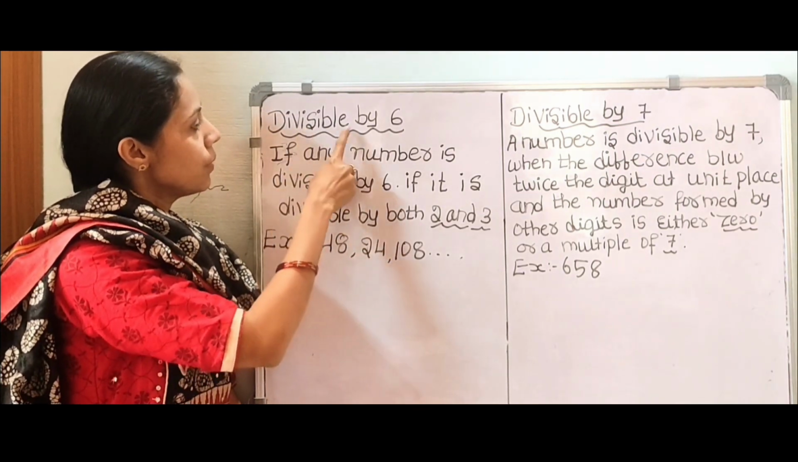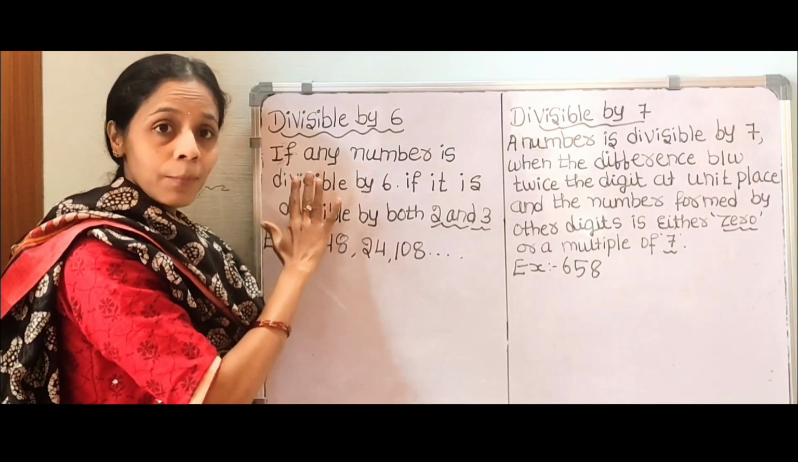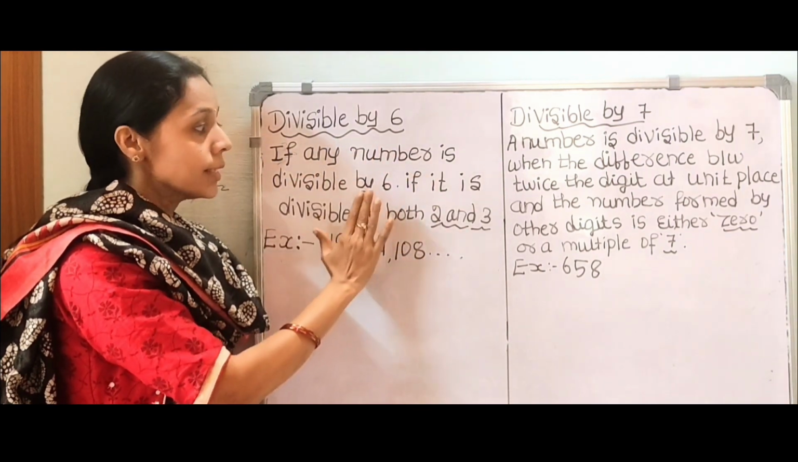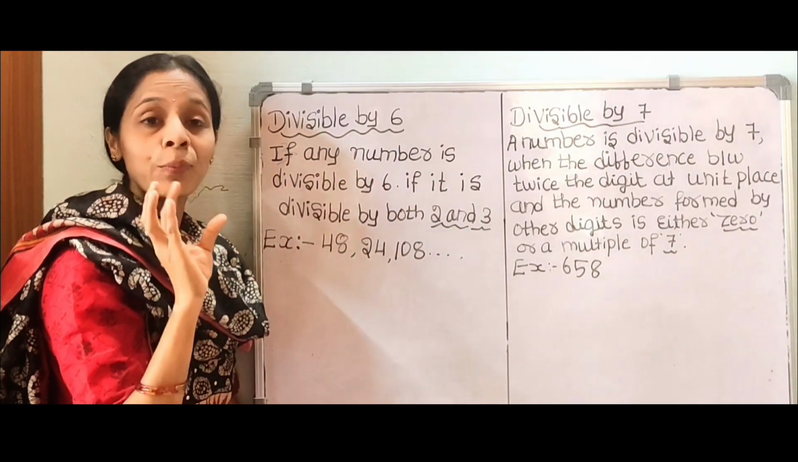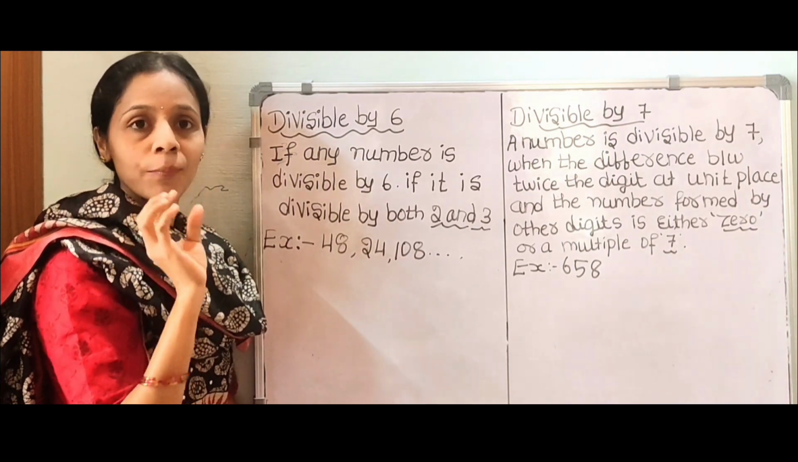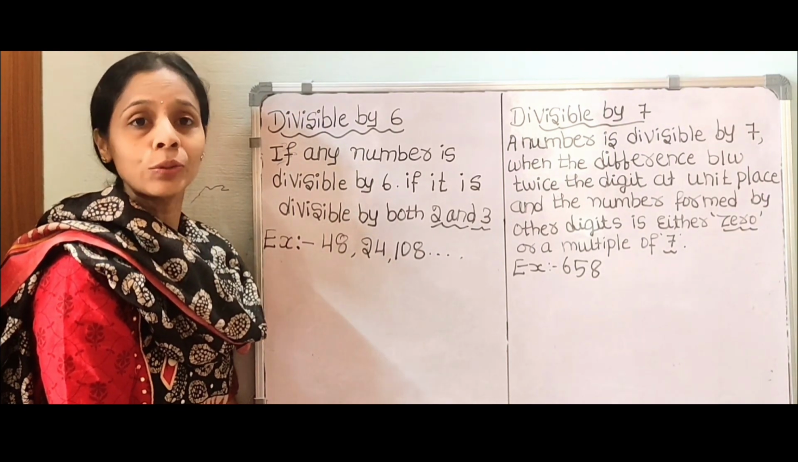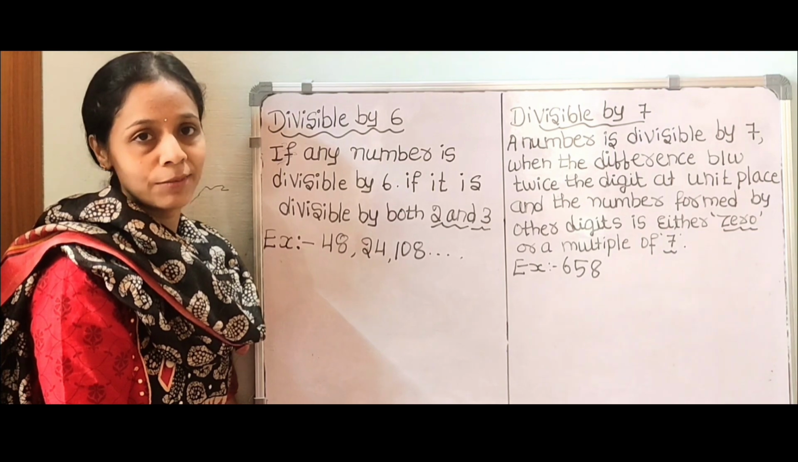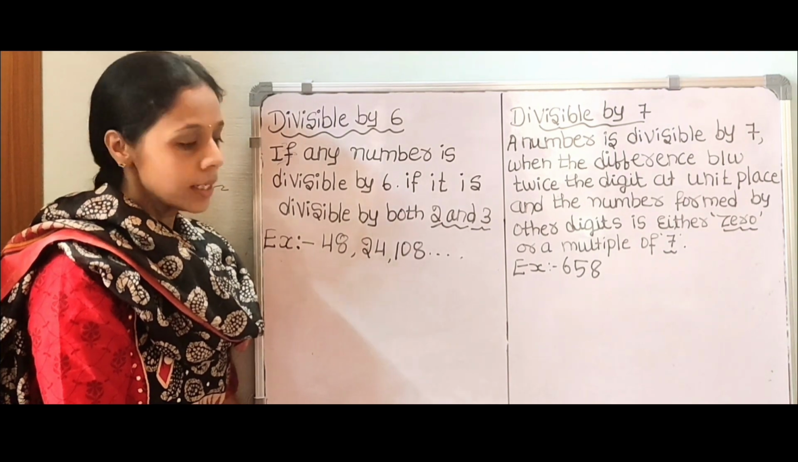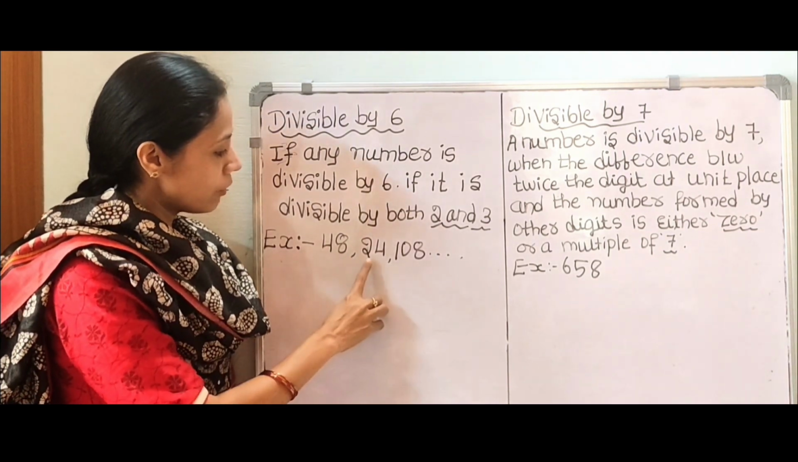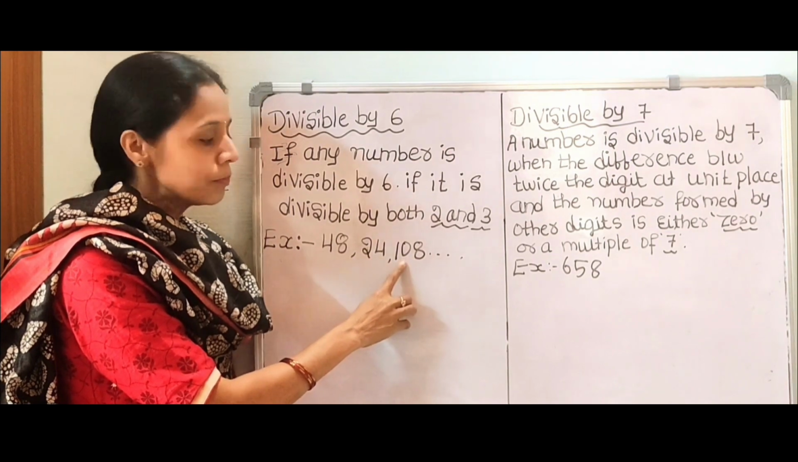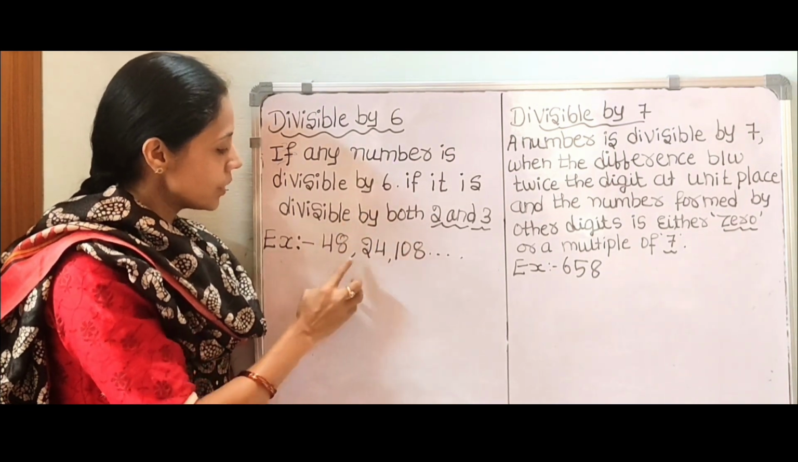First, consider divisibility by 6. If a number is divisible by both 2 and 3, then that number is divisible by 6. Consider an example: 48, 24, 108. See, consider these three numbers.